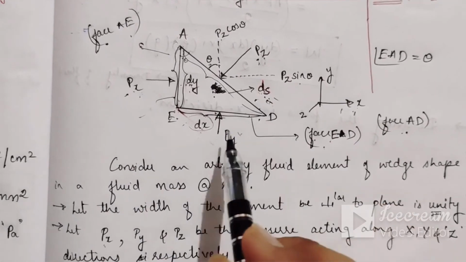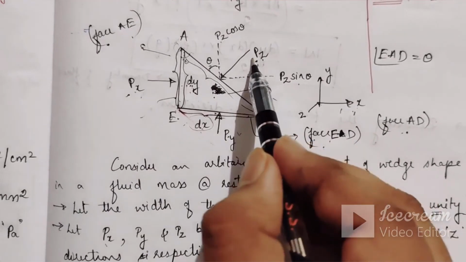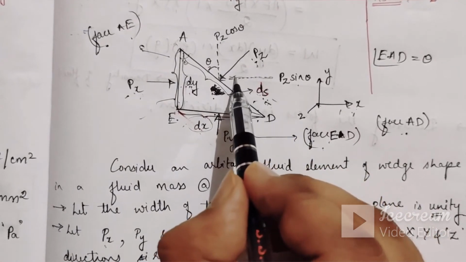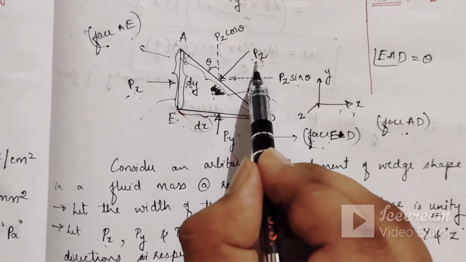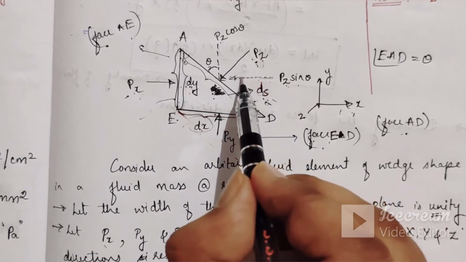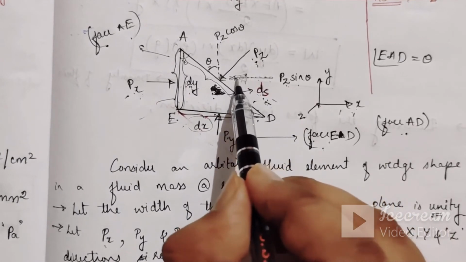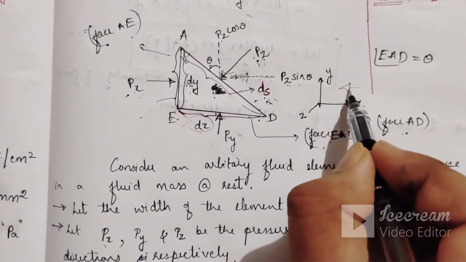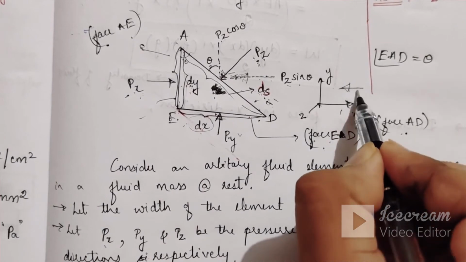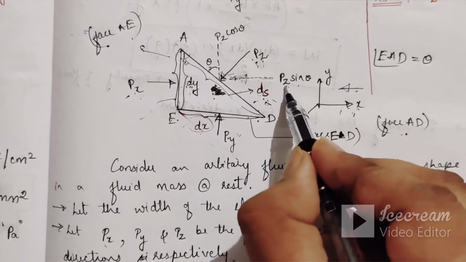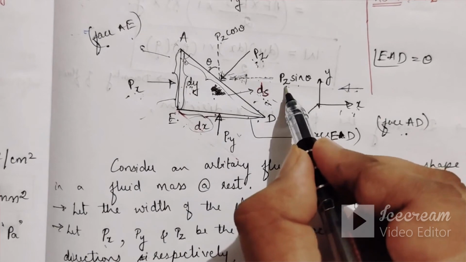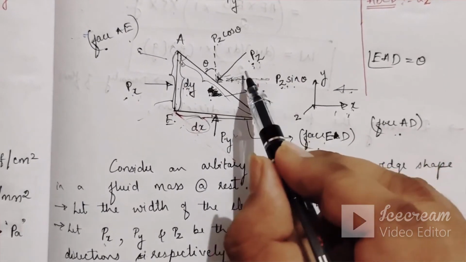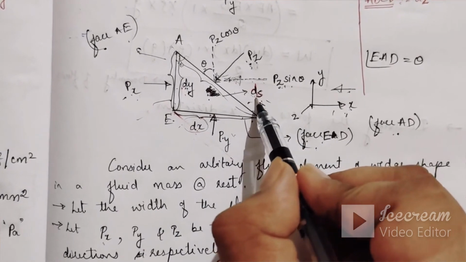Then what are the other forces acting in the x direction? This one is inclined, right? So we have to take what? The component of this pz, which is acting opposite to the direction. You see, it's acting on the surface, right? So the direction is like this. Opposite to the x direction means it is minus pz sine theta into ds is equal to 0.